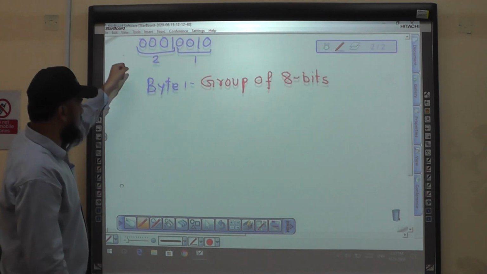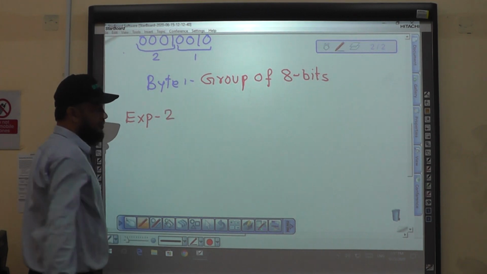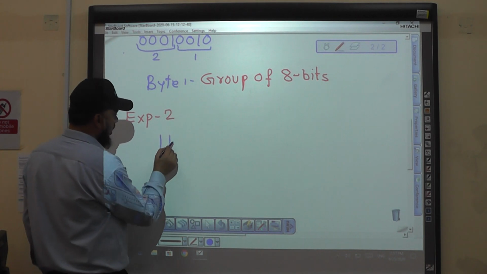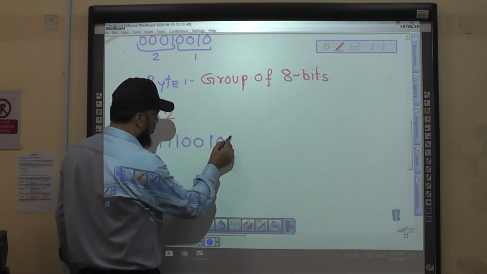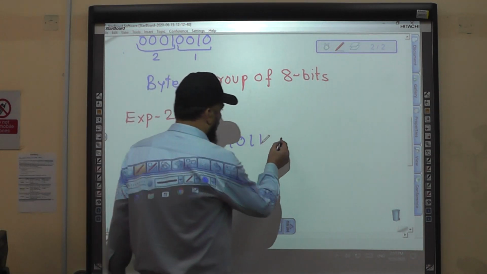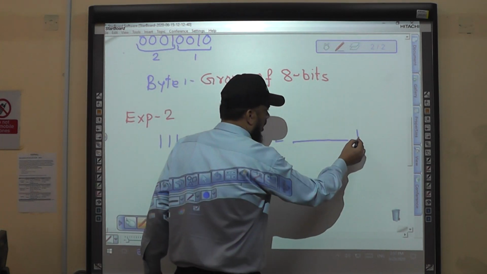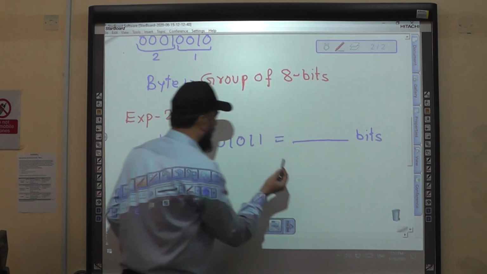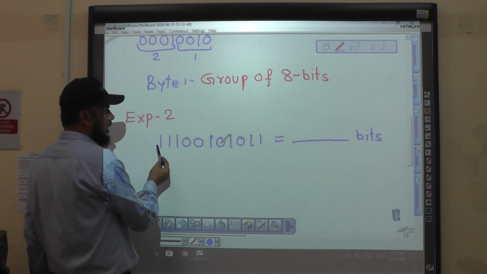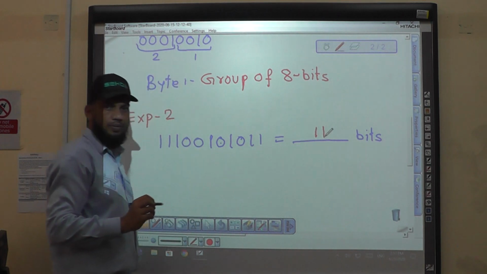Another example, I will take this one. Example 2. What is example 2? For example, we have the number 11100101011. Now tell me, how many bits are there? We count 1, 2, 3, 4, 5, 6, 7, 8, 9, 10, 11. It is 11 bits. So we have 11 bits.